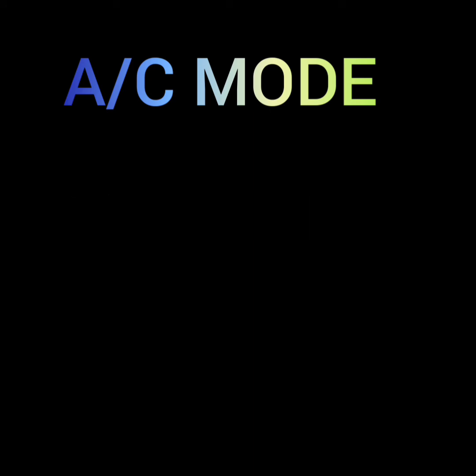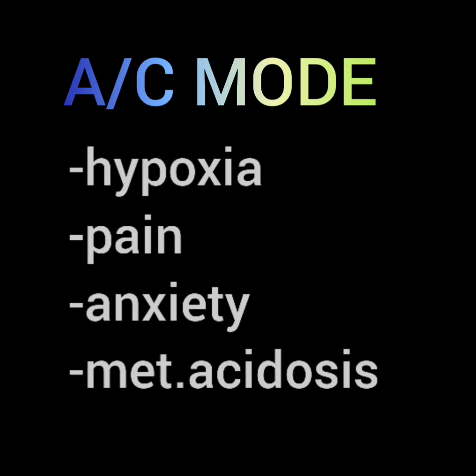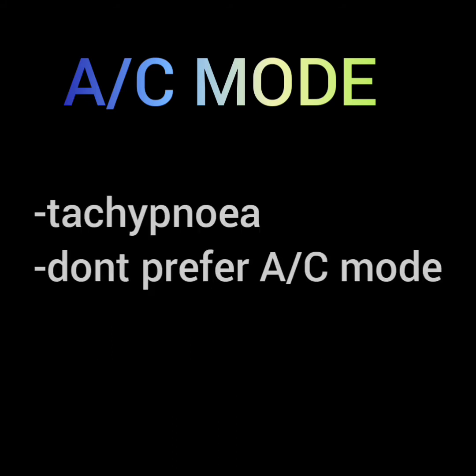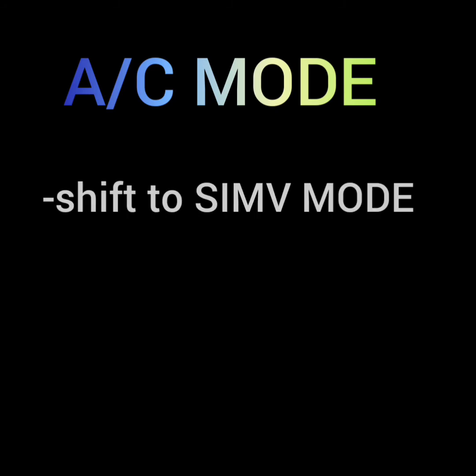Such high respiratory rates are seen with persistent hypoxia, pain, anxiety and metabolic acidosis. So in case of tachypnea, don't prefer A by C mode, as it results in hyperventilation, as every breath is assisted to the patient with preset volumes and pressure. Just shift such patients to SIMV mode.